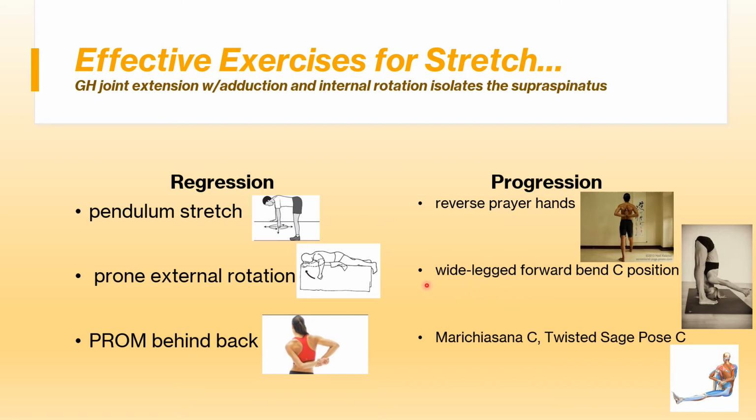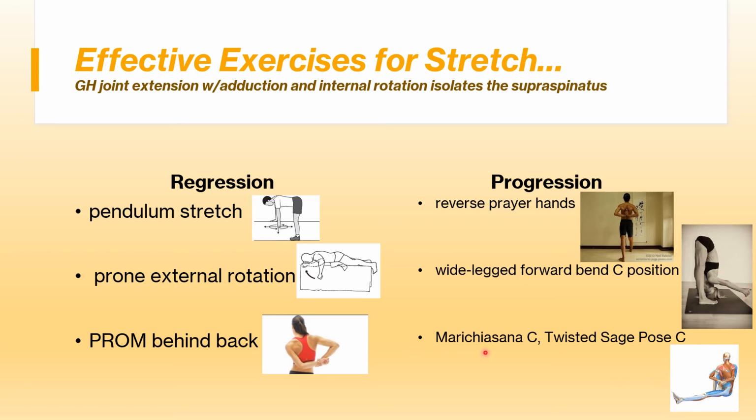Another yoga posture would be Prasarita Padottanasana C, or the wide-legged forward bend C position. In this gray photograph on the right, this lady is demonstrating, again, extension at the shoulder joint, internal rotation, isolating the supraspinatus in the shoulder.